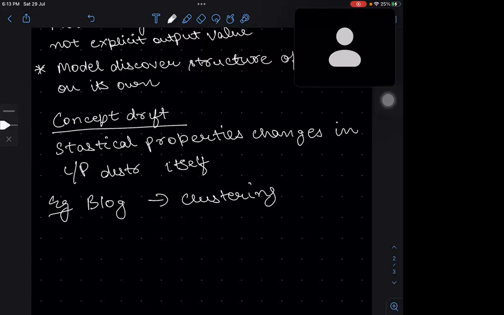It is related to machine learning. I can say the properties change. If the properties are changing, the clustering is also changing, and it is no longer accurately representing the data.